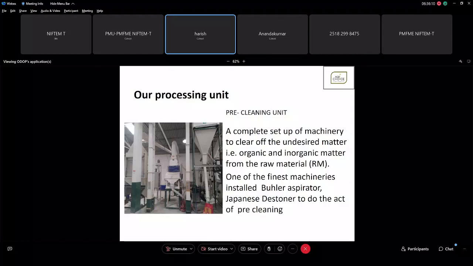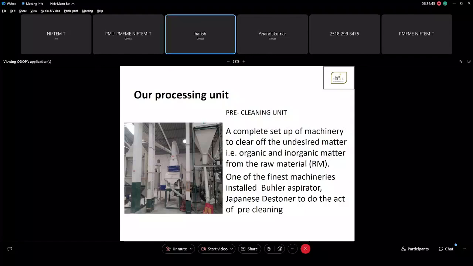Okay. Now we will see what is this pre-cleaning, why it is important. See, here at this stage, we are removing all the foreign impurities, foreign bodies from the raw material. Maybe clods, maybe unhusked paddy, maybe stones, maybe metal pieces, or any other contamination present in the raw material has to be removed. And this work is done by the pre-cleaning unit. And our pre-cleaning unit has a wonderful machine called an aspirator, which is a Buhler make.